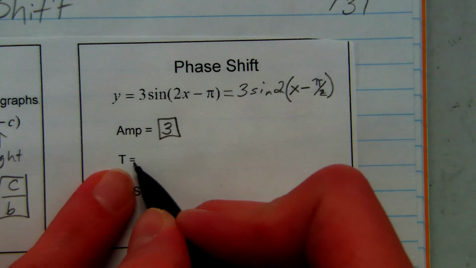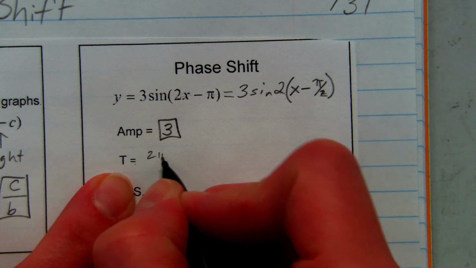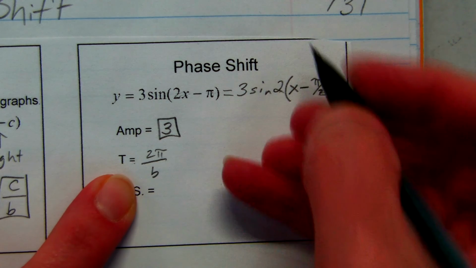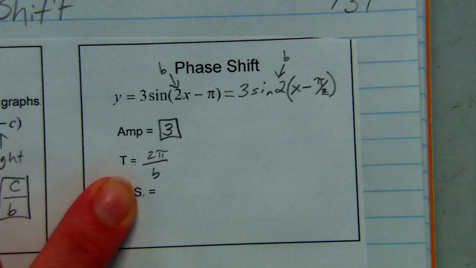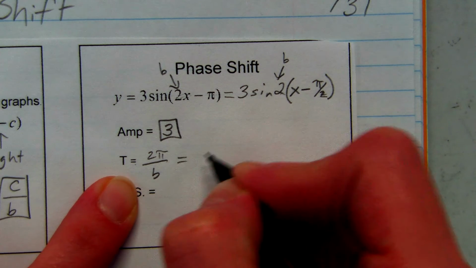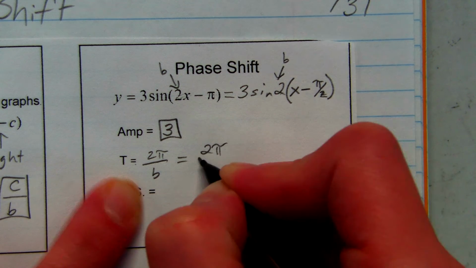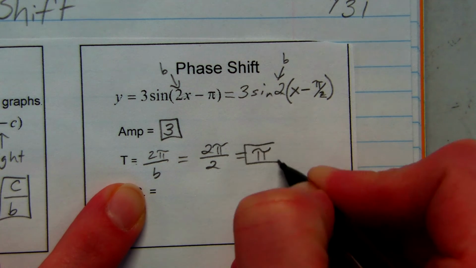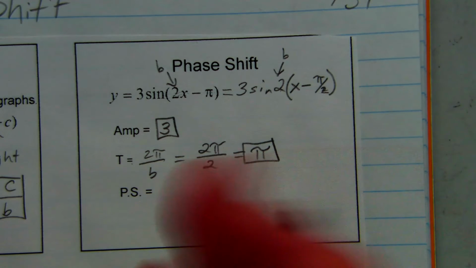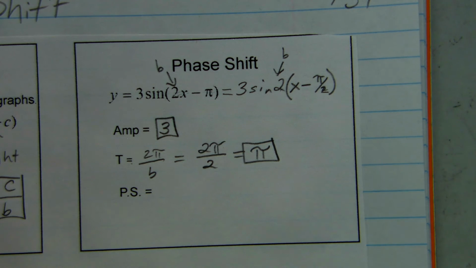So the period, you still use 2 pi over b. We moved b outside the equation. It's still the same number that's right here. It's always what's in front of x. So for ours, we're going to take 2 pi and divide by 2, which means that the period is pi. So that means that these waves are going to be happening twice as fast if we looked at the graph.